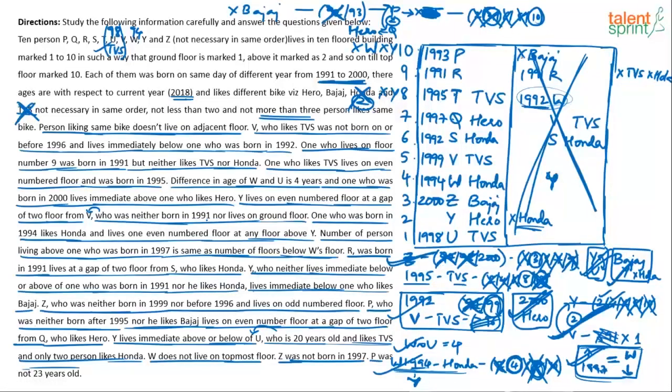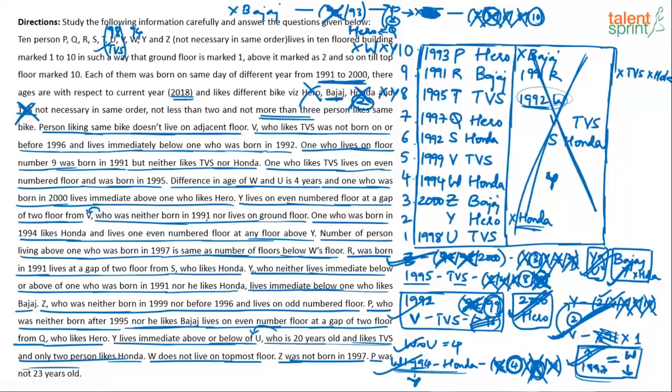If you observe, we know that P does not like Bajaj. If P does not like Bajaj, P has to like Hero. Is Hero closed now? Hero is also closed. Hero, Hero and Hero. 3 heroes have come. Hero is closed. Only Bajaj is left out. So the only bike that R can like is Bajaj.